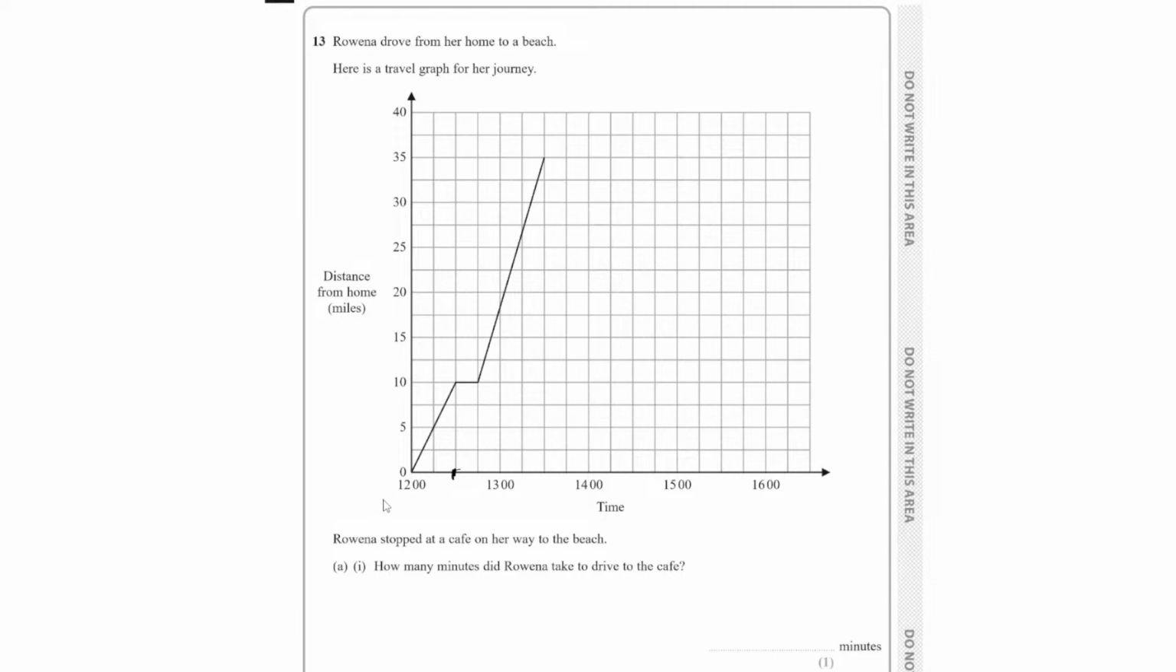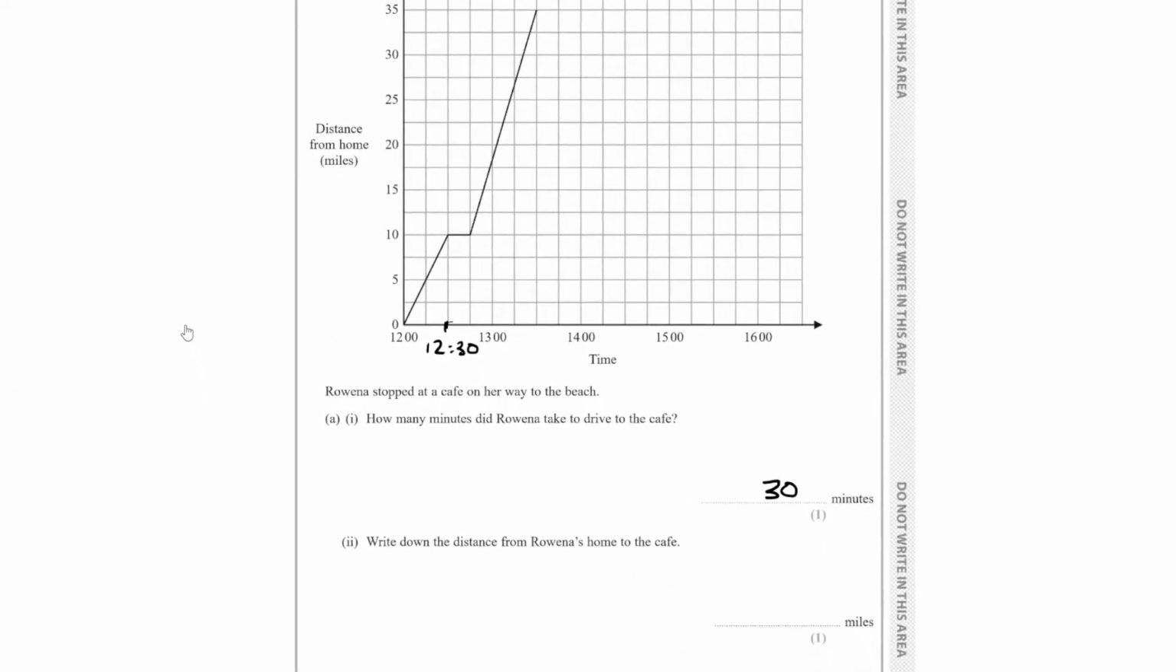So you just have to figure out the scale of the graph. We've got 12 o'clock here, this is 1 o'clock, and this is exactly halfway. So that would obviously be 12:30. But they've asked for how many minutes that would be, so that's 30 minutes, isn't it, from 12 to 12:30.